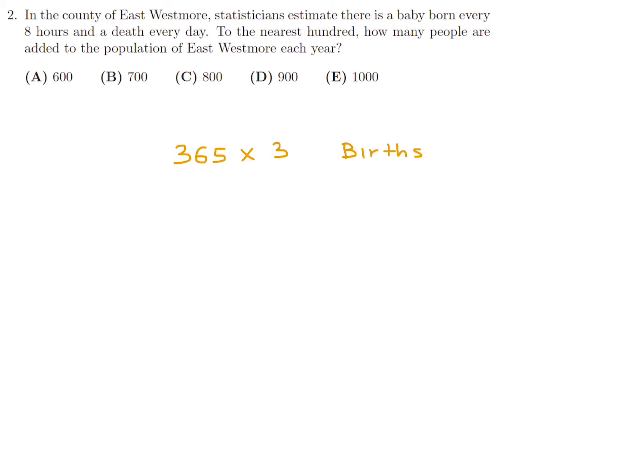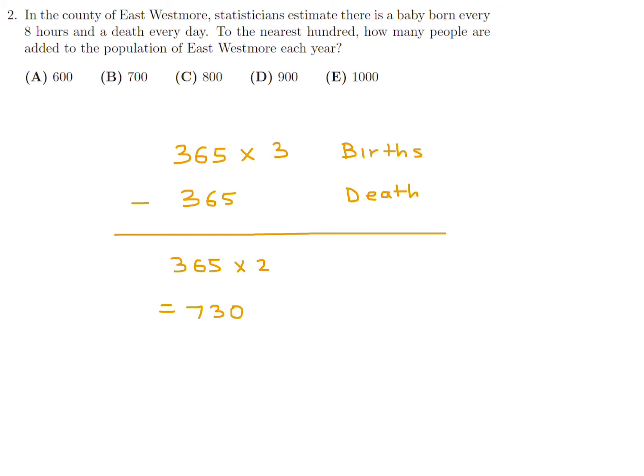And then deaths, every day there's 1 death. So just 365 deaths in terms of the year. So obviously the births minus the deaths is the population increase. So this is going to be 365 times 3 minus 365. So it's really just 365 times 2. And that is 730. To the nearest 100, that's obviously 700. So the answer is B.